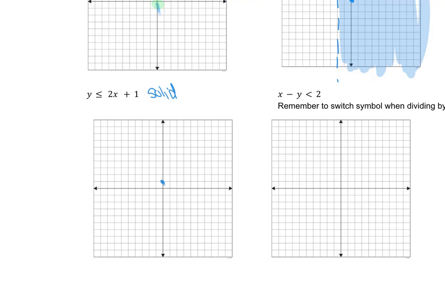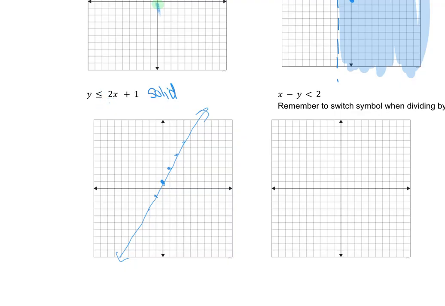And our slope is 2 over 1. So we're going to rise 2, run 1, rise 2, run 1, rise 2, run 1, and so on. Go down 2, back 1, down 2, back 1. And since it is an or equal to, we are going to make that a solid line. Okay, and then we can do a test point.